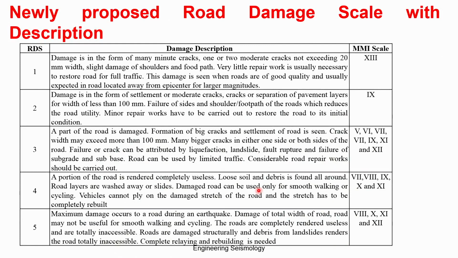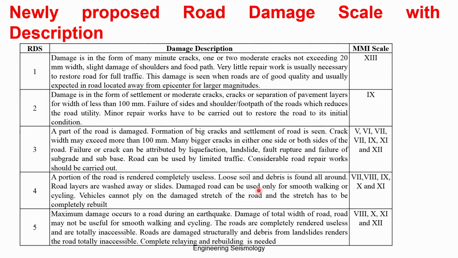This road damage scale, RDS, consists of 5 descriptions. Unlike the other intensity scales, which have 12, here we have only 5 levels. These 5 levels mainly concentrate on the road damage description, with nothing to do with observation or feeling. A detailed description is given for each level.